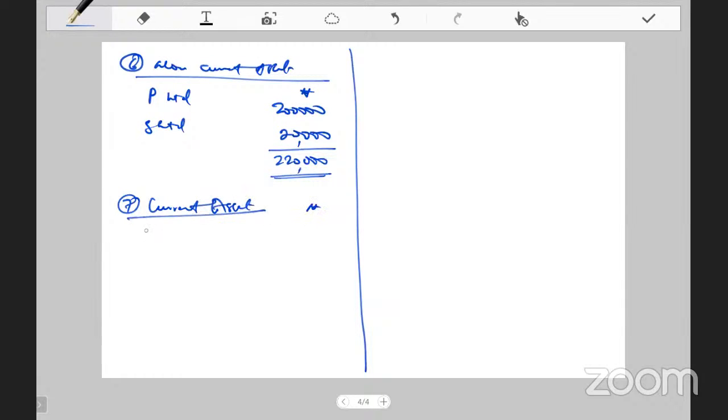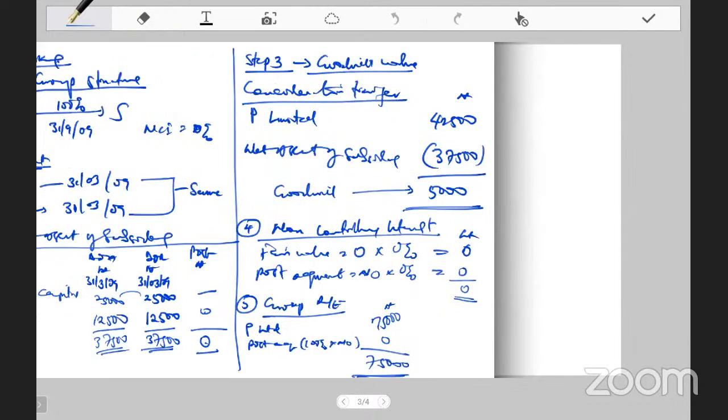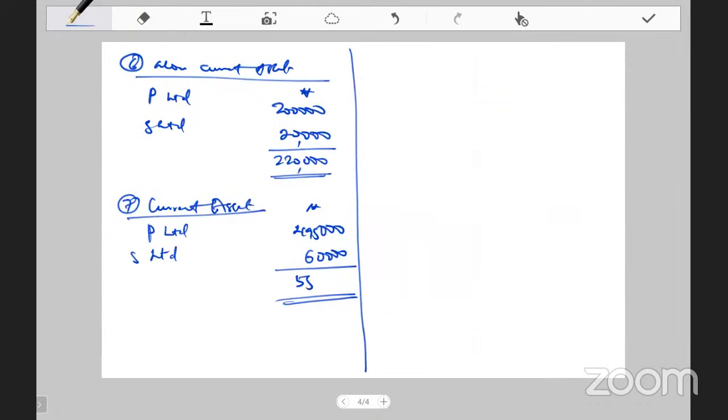The current asset for P Limited is 495,000, and the current asset of S Limited is 60,000 naira. Is there any additional information on that too? Checking my additional information, there's none. So I have the total 555,000.